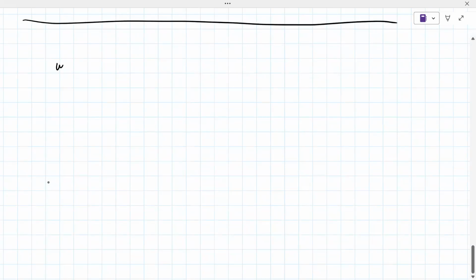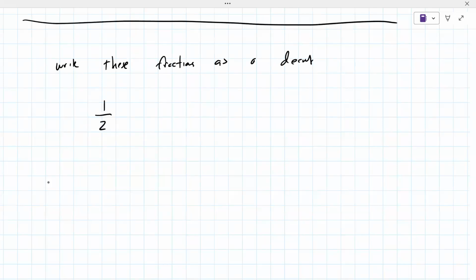Okay, so let's write these fractions as a decimal. Are you allowed to use a calculator? Yes. You are. Well, that's not very helpful. I mean it is, but it isn't. Like, that's okay, it's good to know. So let's look at... well, never mind. So if a fraction ends in two, is it repeating or non-repeating?